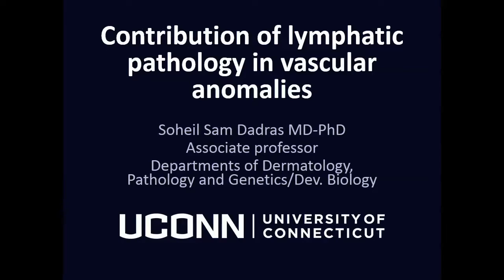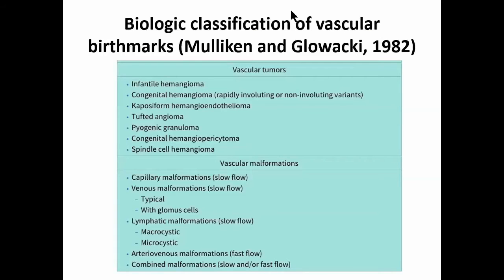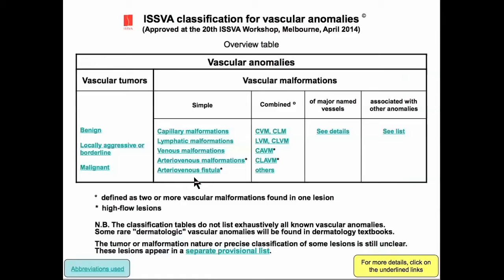So today I wanted to talk to you about the contribution of lymphatic pathology in vascular anomalies. Classically, Doctors Mulliken and Glowacki have provided a framework upon which we still classify vascular birthmarks. They're typically divided into vascular tumors, many of which you already know, and I'll touch upon kaposiform hemangioendothelioma today, and vascular anomalies. It is this framework that is currently being used.